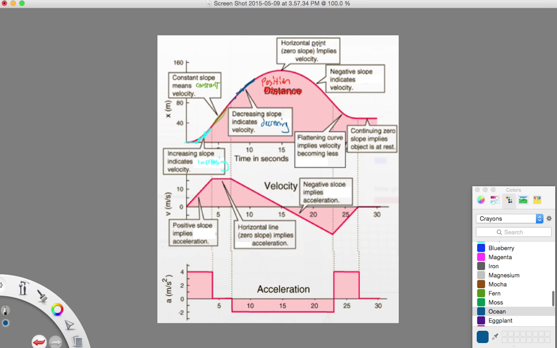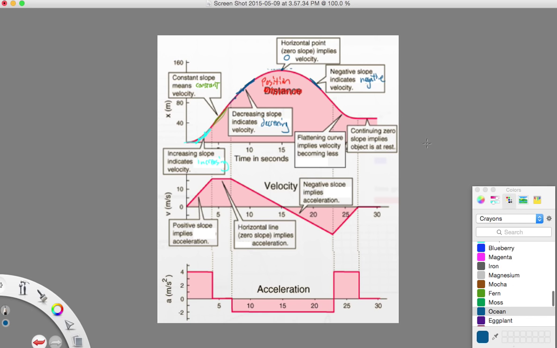Right here, a horizontal point, zero slope, indicates what? At this point, if something has a zero slope, it is zero. I'll just put the numeral 0 velocity. A negative slope indicates what? Just the fact that it is negative indicates that the velocity is also negative.